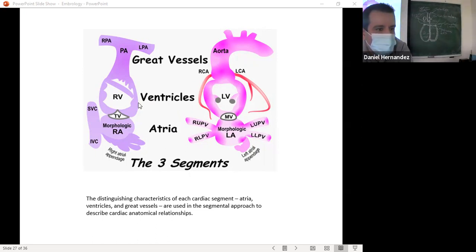So this just shows the three segments: the morphologic atria, valve, and ventricle.